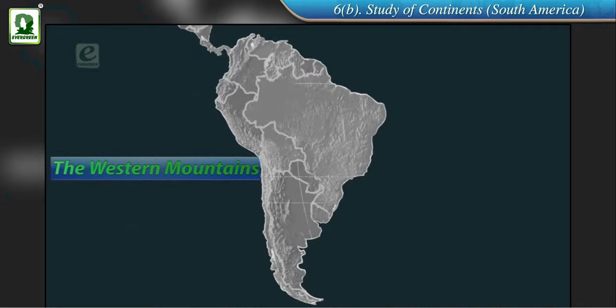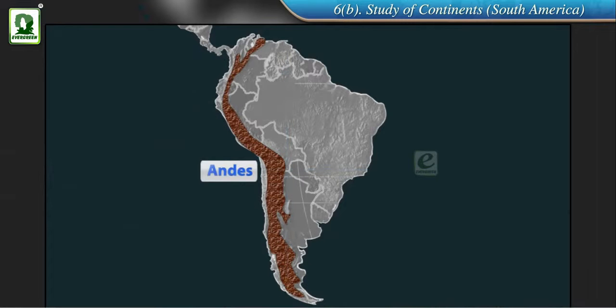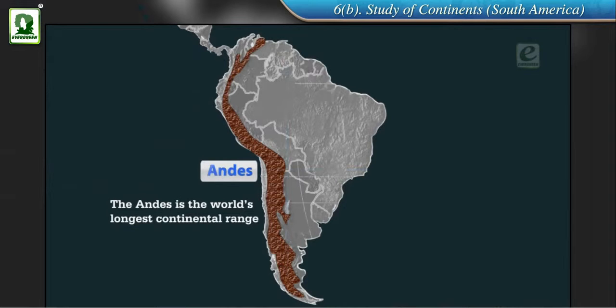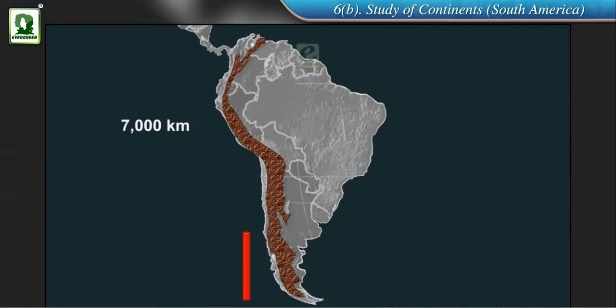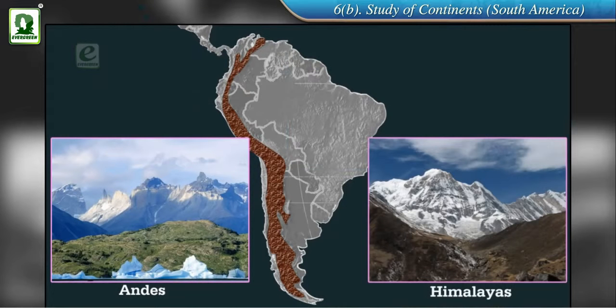The Western Mountains. The mountains form almost a wall along the western coast of South America. This mountain system is called the Andes. The Andes is the world's longest continental range. This range is about 7,000 kilometers long, about 200 to 700 kilometers wide, and has an average height of about 4,000 meters. The Andes are young fold mountains like our Himalayas.